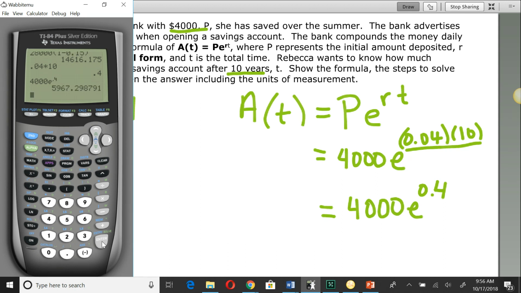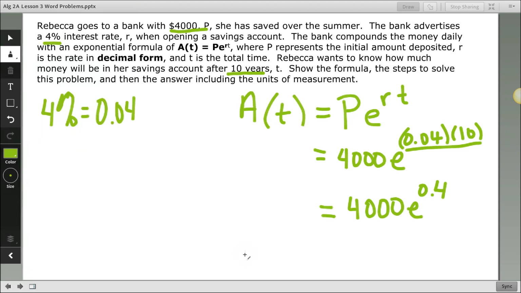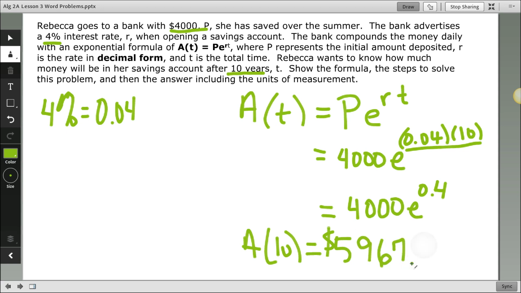And so after 10 years, she is going to have $5,967.30 if we round it to the nearest cent. So her account after 10 years is going to be $5,967.30. And there you go. That's all there is to these two word problems.